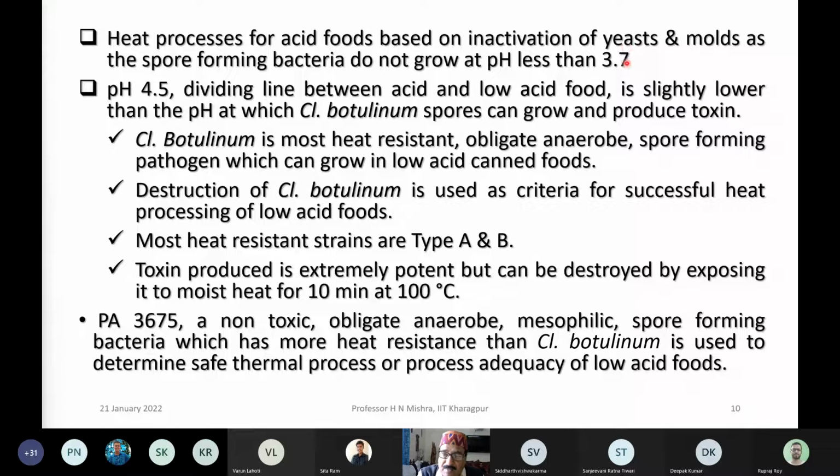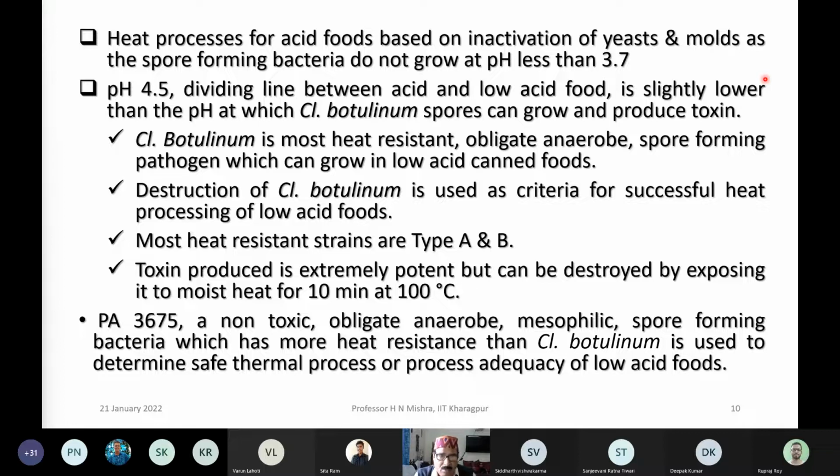For acid foods, yeast and molds or spore forming bacteria do not grow at a pH less than 3.7. So spore forming bacteria do not grow, and obviously the yeast and molds. As you have seen in pasteurization, similarly here for sterilization of acid foods, or high acid food, the yeast and mold is targeted.